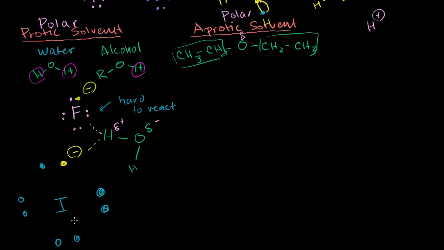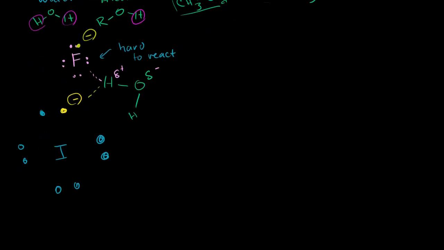And on top of that, iodide is more polarizable. It's more polarizable, which means that its electron cloud is so big, and the valence electrons are so far away from the nucleus that they can be influenced by things and then be more likely to react.